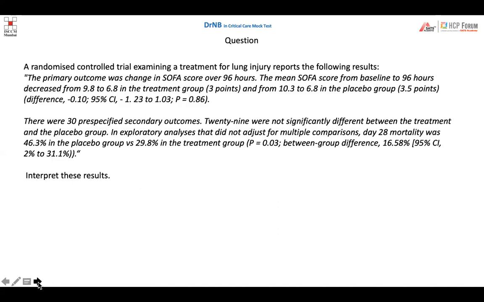A randomized controlled trial examining a treatment for lung injury reports the following results. The primary outcome was a change in the SOFA score over 96 hours. The mean SOFA score from baseline to 96 hours decreased from 9.8 to 6.8 in the treatment group, that is by 3 points, and it reduced by 3.5 points in the placebo group. The difference had a P of 0.86 and the confidence interval was minus 1.23 to 1.03. There were 30 pre-specified secondary outcomes. 29 were not significantly different between the treatment and the placebo group. In the exploratory analysis, they did not adjust for multiple comparisons. Day 28 mortality was 46.3% in the placebo group and 29.8% in the treatment group with a significant P of 0.03, and the difference between the groups was 16.5%. How do you interpret this result?